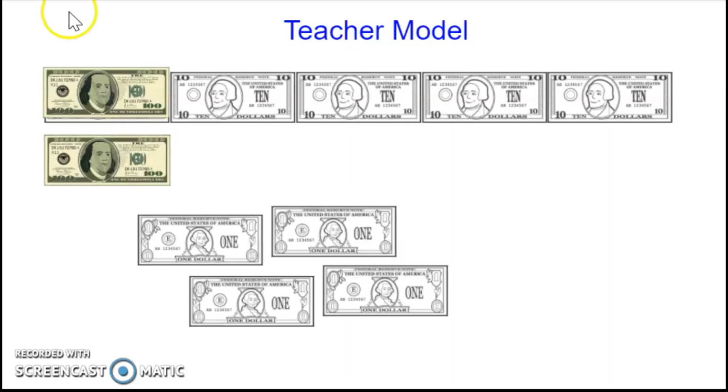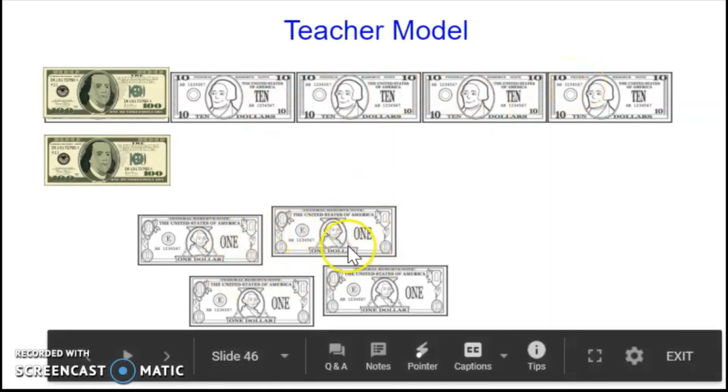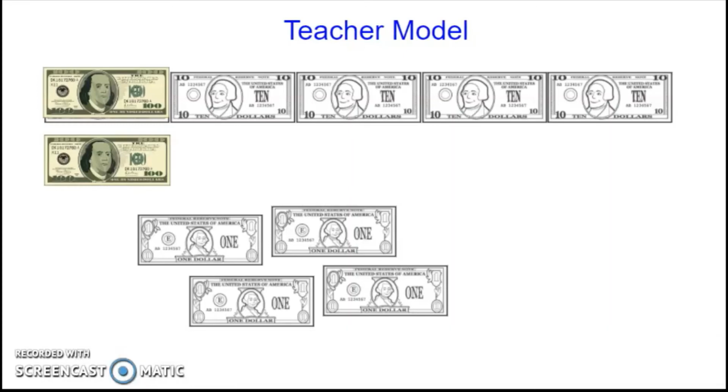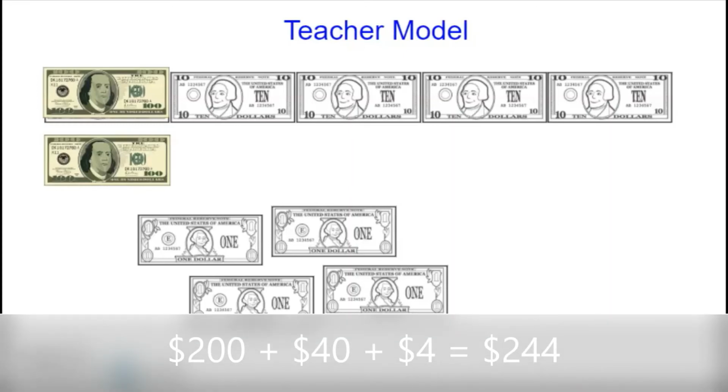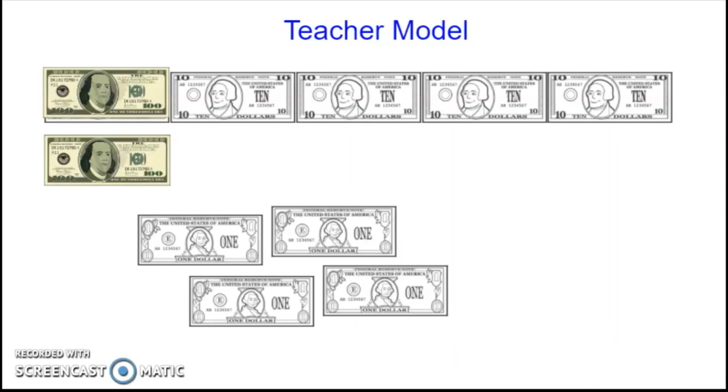The value of two $100 bills, four $10 bills, and four $1 bills is $244. So we can go ahead and write that as $200 plus $40 plus $4 equals $244. That is the expanded form of $244.